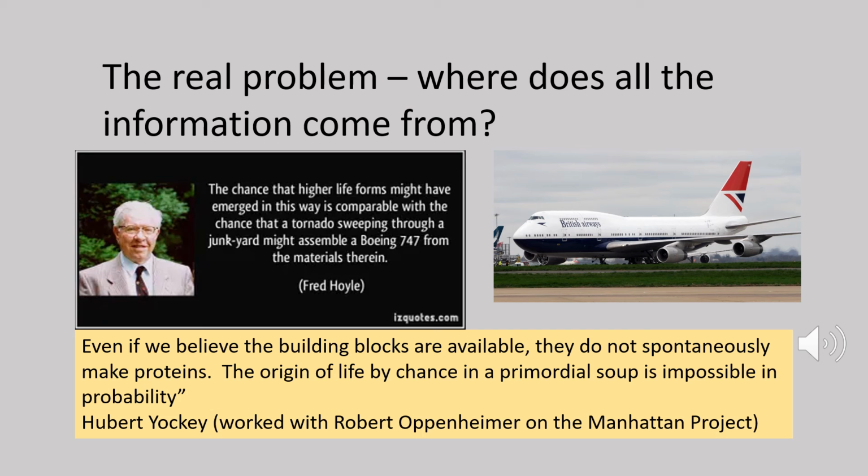Doesn't sound likely. And there's another one there by Hubert Yockey, who worked with Robert Oppenheimer on the Manhattan Project to make the first atomic bomb. And he says the origin of life by chance in a primordial soup is impossible. In terms of probability, it can't happen. Once again, just to remind you, neither of these scientists are Christians or were Christians. They were atheists. But they can see this just doesn't work.